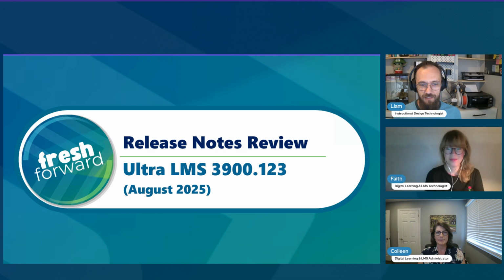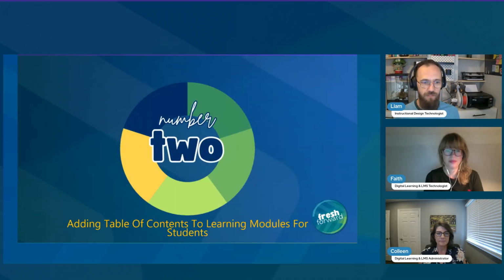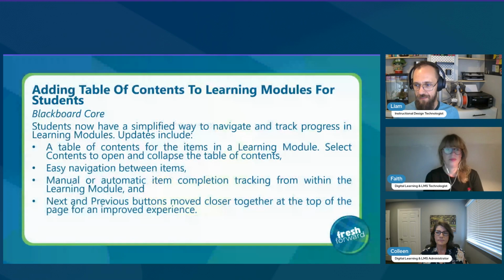Agreed. We've got some exciting stuff to talk about today. We're talking about Ultra LMS 3900.123. This is a closer look, and we are going to be looking into our number two pick today. And that one is all about the table of contents that's been added to the learning modules for students. So we're going to take everybody through that. We'll explain what that is and then do a quick demo, and hopefully this will make a ton of sense for everybody. So table of contents is added.